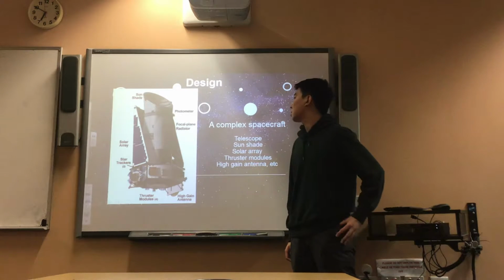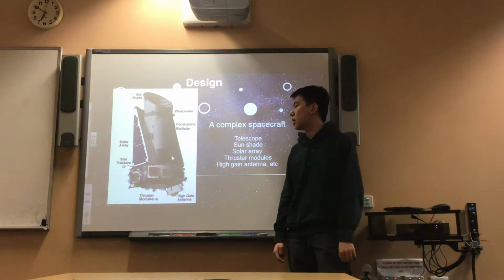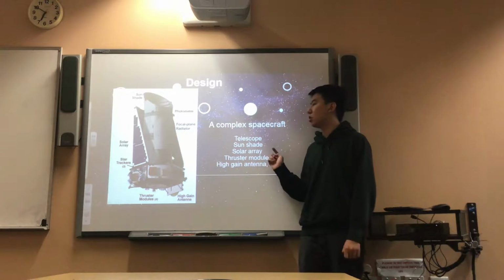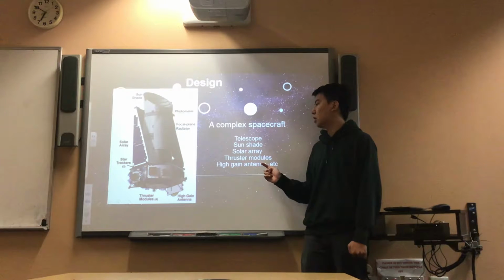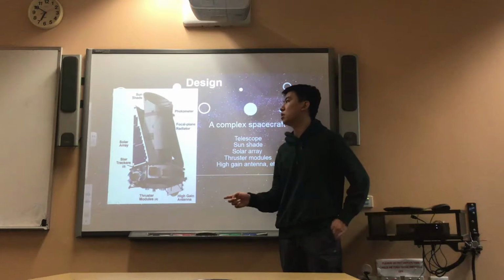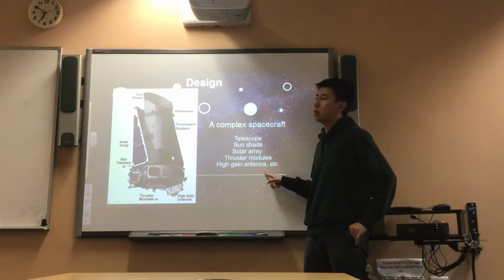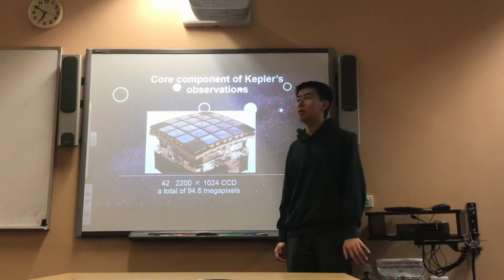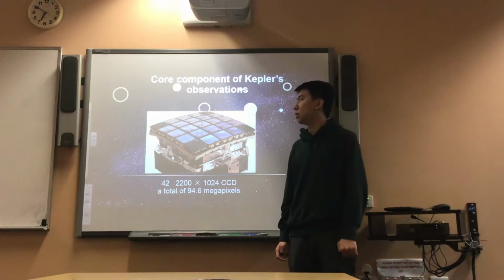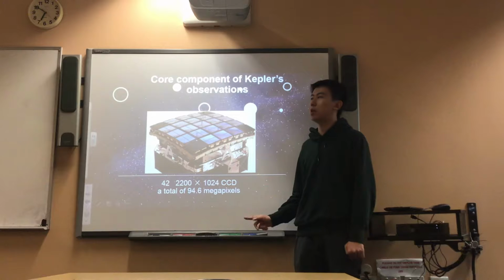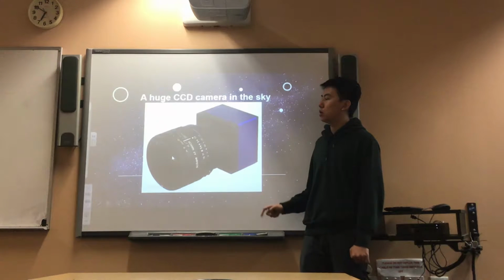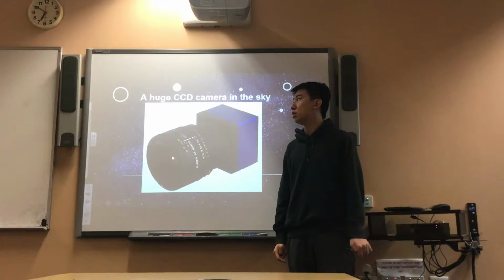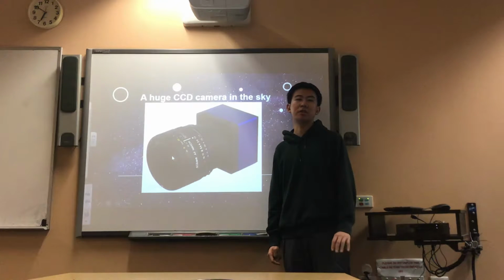Kepler is a complex spacecraft including a telescope, sun-shaped solar array, solar modules, and Huygens antenna, etc. But the core component of the observation is the focal plane. It consists of a CCD camera of 1.4 meters, which is the largest CCD camera launched into space.